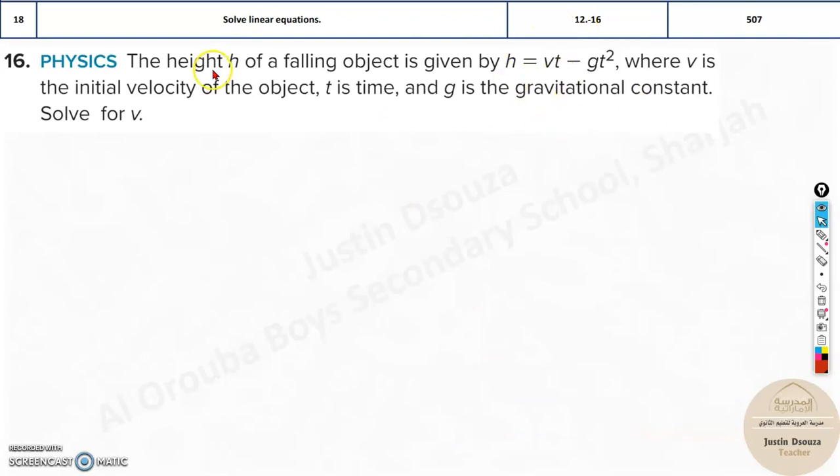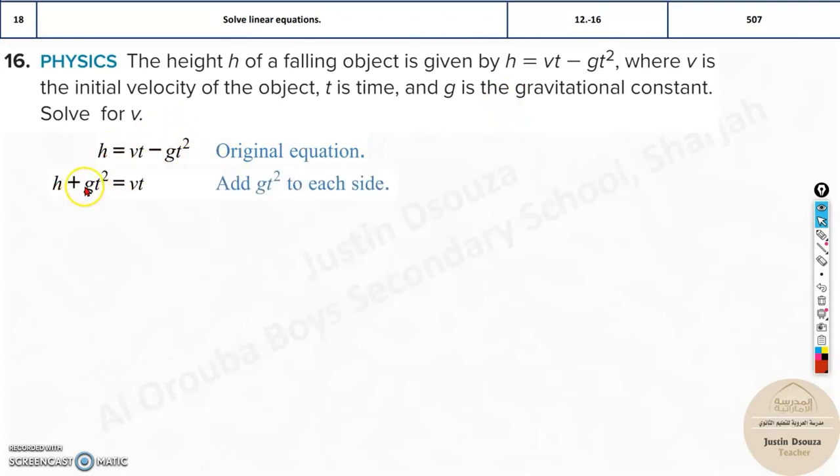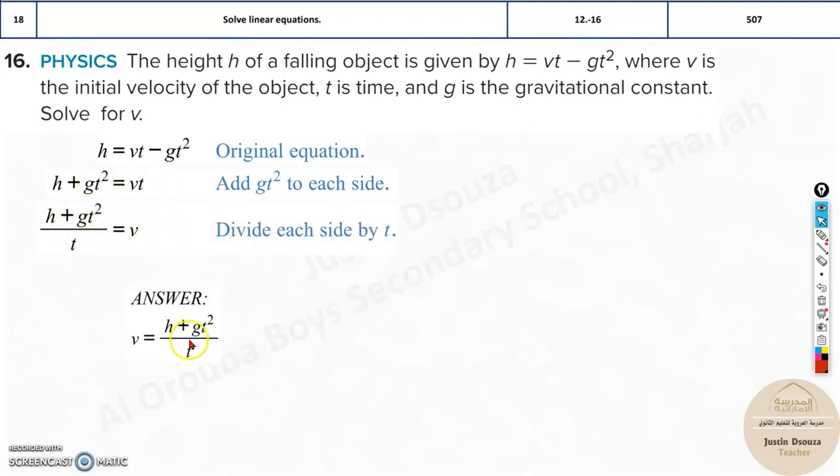Here one more equation is there, that is the height of a falling object is given by h is equal to vt minus gt squared, where v is the initial velocity of the object, t is time and g is gravitational constant. We need to solve for v. Now, first thing, take this minus gt squared to the other side. It becomes positive gt squared. And then you need to divide by t. So your answer is h plus gt squared by t.